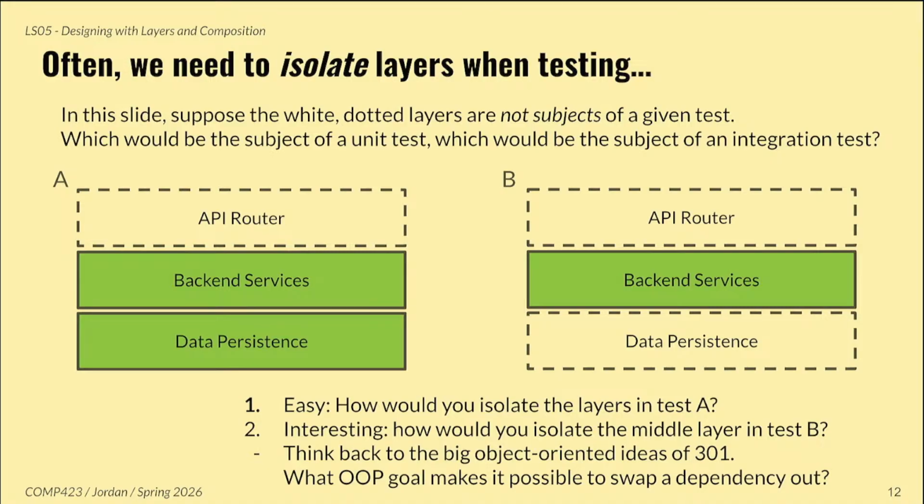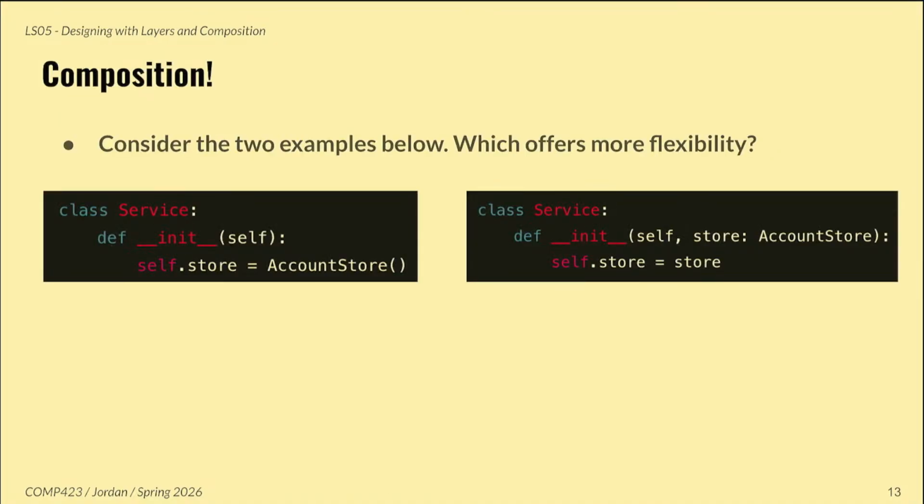It takes a little bit more intention to isolate a unit test, which is what B is representing, and we're going to have to do something clever to swap out the data persistence layer. So composition is at play. I don't think this one's worth discussion. I think it's hopefully pretty straightforward that if you look at these two examples below, one of them is more flexible than the other.